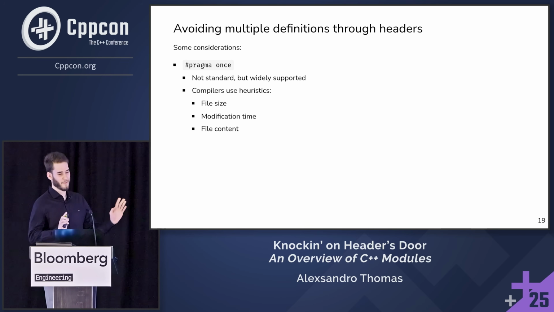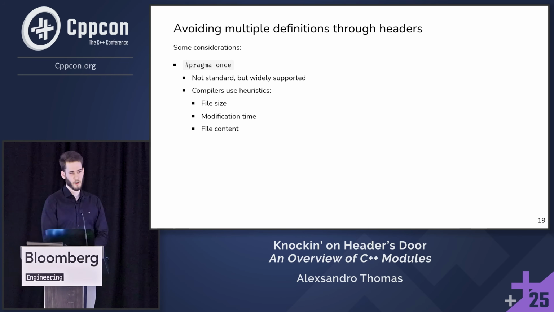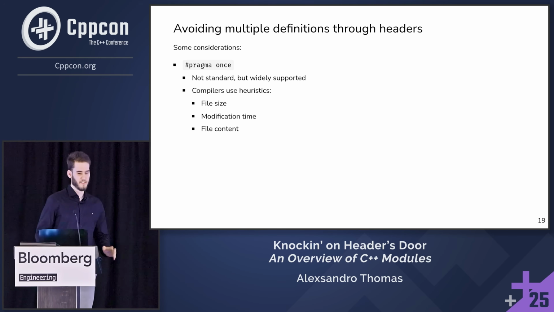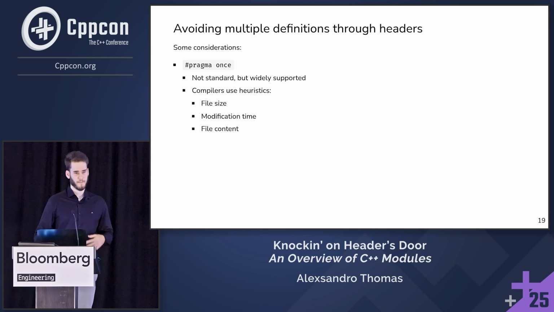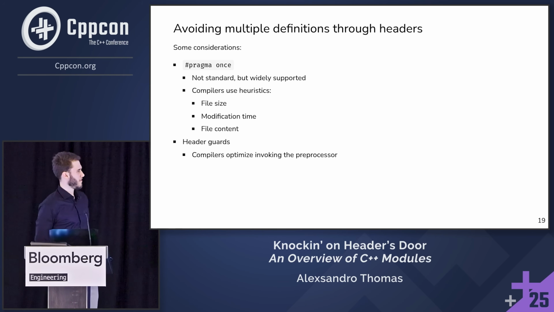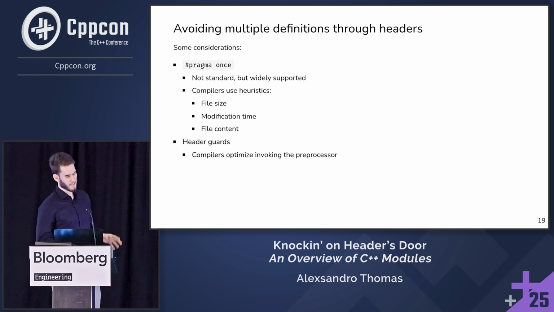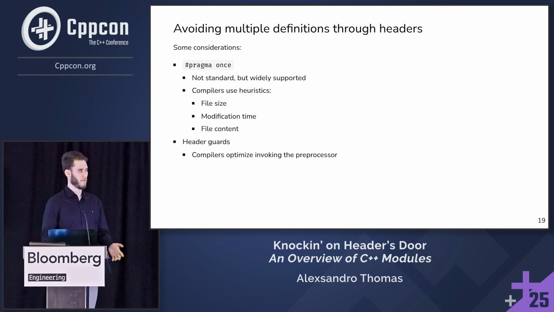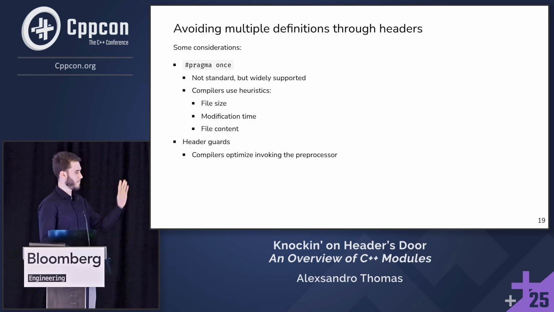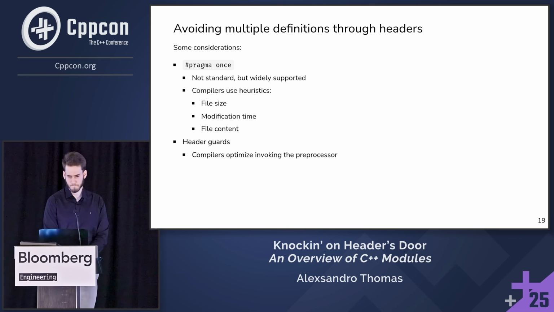But just some considerations here. I'm not trying to scare you away from using pragma once. They are not standard, but they are widely supported. And the compilers do use some heuristics like file size, modification time, and file content to be able to tell them apart and know that it's the same file or not. And also for the header guards, the old style to do this, the compilers can optimize invoking the preprocessor, so it's not as slow as you might come to think it is. So yeah, you shouldn't really be afraid of using any of this.